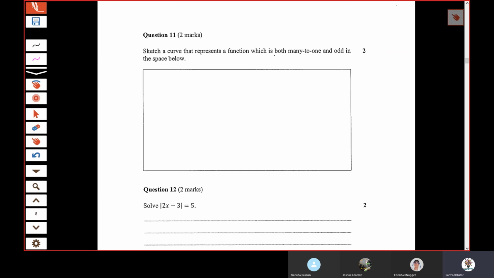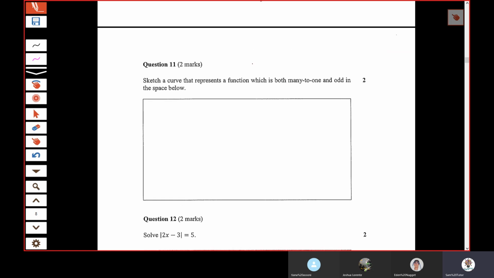Sketch a curve that represents a function which is both many to one and odd in the space below. Okay. What do we remember from one to one, one to many? Many to one is many x values to one y value. Beautiful. Okay, then let's try to draw it. If you remember it, that's fantastic. Many x's to one y.